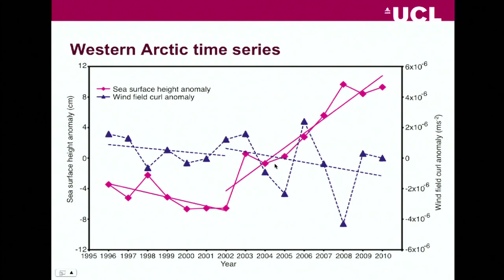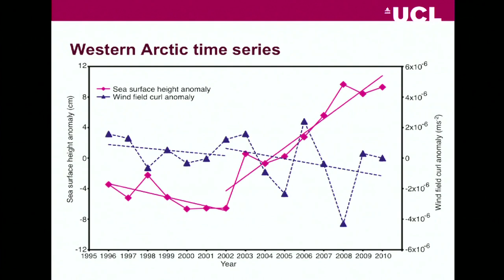As the trend here becomes more negative, you get increasing anticyclonicity. What was really striking about this plot when we looked at it, and what surprised us a bit, was it looks like there's two types of behavior going on here. Now, in the second half of our time period, it looks like the relationship we'd expect. The wind is going that way, and the sea surface height is going that way. But that's not as obvious in the first half of the time period.